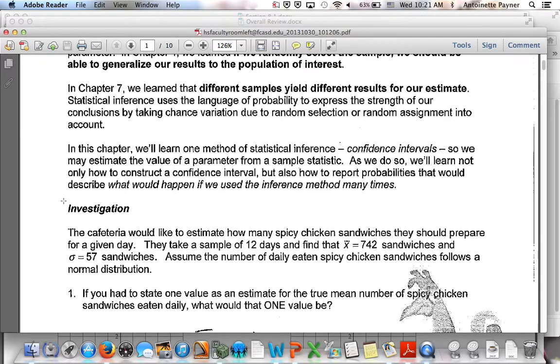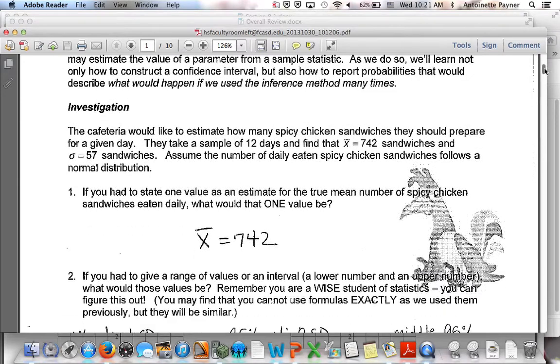What I want you to do right now is look at this investigation, and I would pause this video, take about 5 to 10 minutes, think about this problem and see if you can come up with some answers for it. It'll definitely benefit you if you actually pause the video and think about it as opposed to just looking at my answers. Alright, so the hope is that you pause the video.